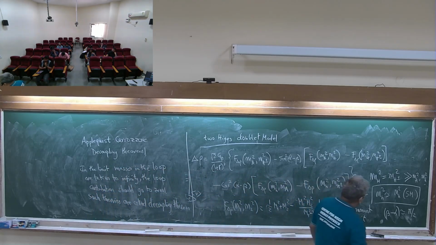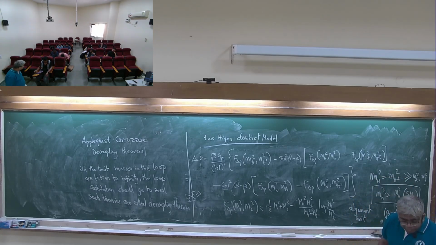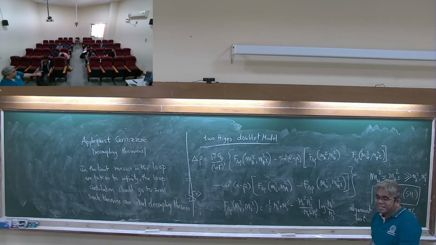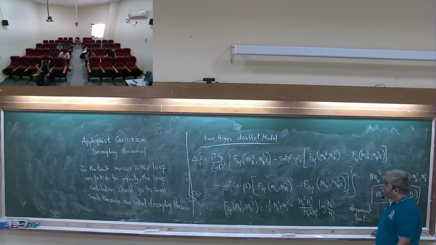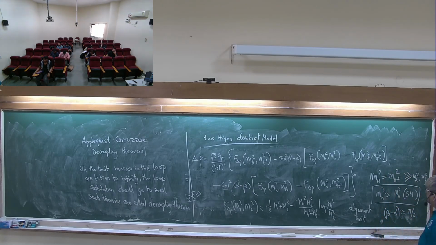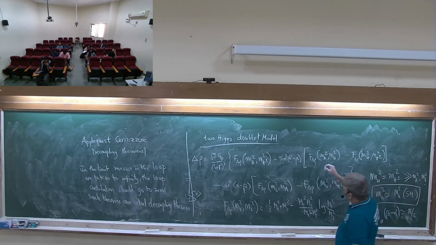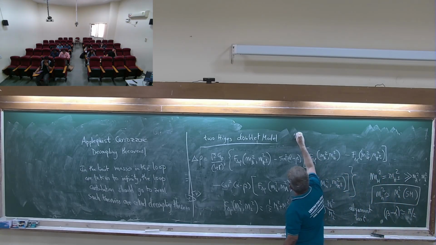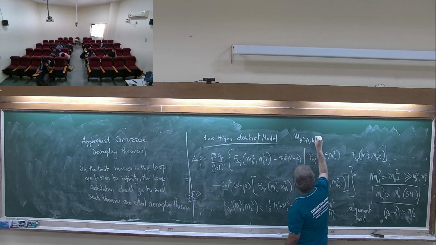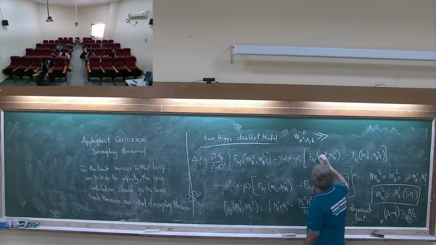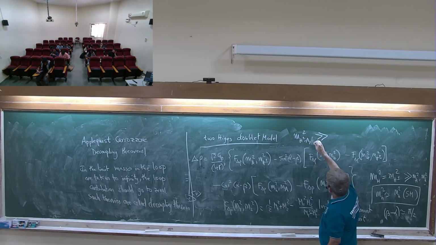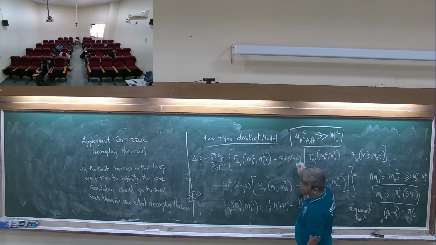Maybe next class, essentially. So the other limit is called the decoupling limit, in which the rho parameter goes very close to 1, the limit when all the other Higgs masses are large. So this is called the decoupling limit.